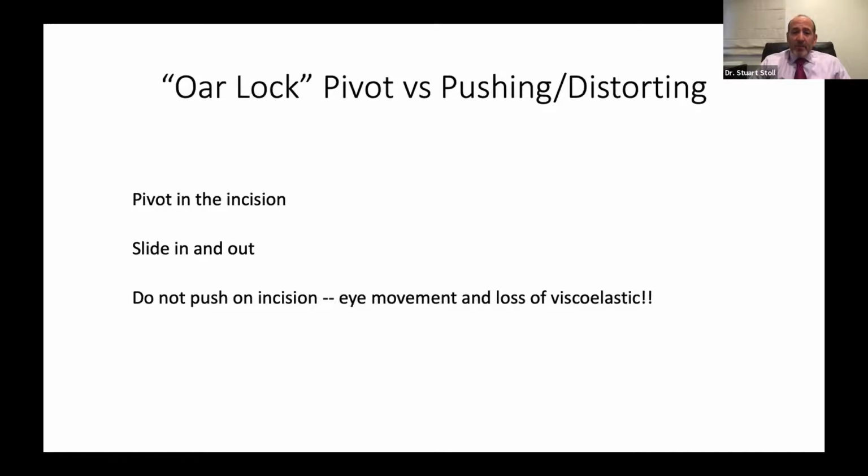So, with the eye movement, what you'll think is, gosh, why is that patient looking around? They've been so good, and now all of a sudden they're looking around right when I need them to hold still, and I'm trying to go over here and do something and grab the capsule. Now the patient's moving. Well, they're not moving. You're moving their eye. You're pushing on the incision. You're lifting up, or you're pushing to the side.